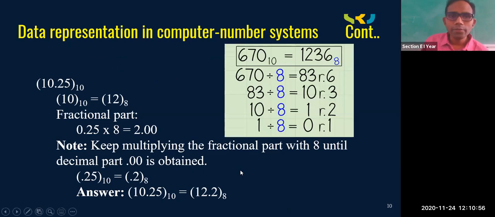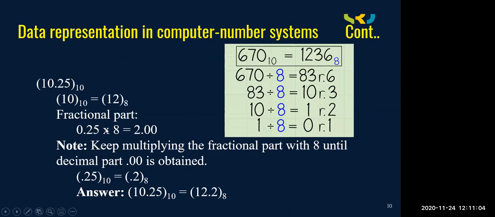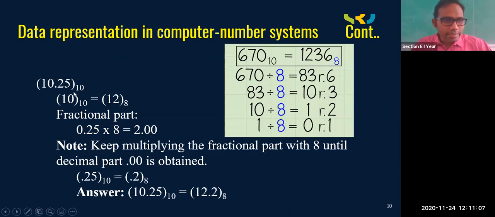Here we have the LCM part. I have changed it to a division part for your understanding. We can solve like this also. Here again we have the decimal number 10.25 that we need to convert into the octal number system. Now in the example, concentrate on 670, to the base 10. The result is 1236 to the base 8.